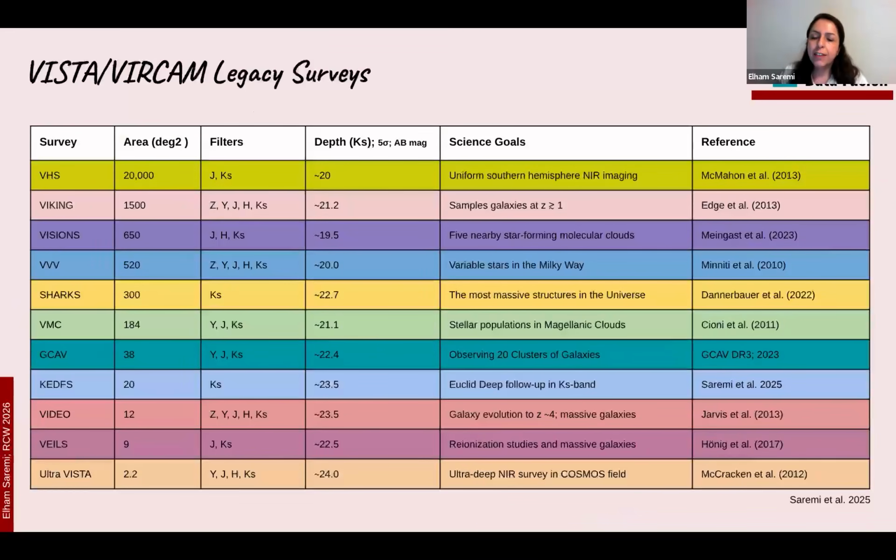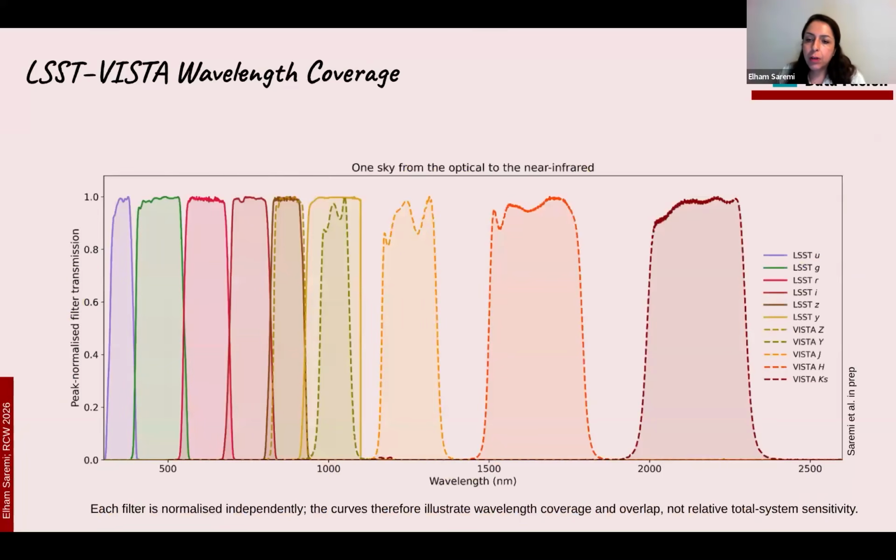Vista provides a rich legacy near-infrared dataset, including several surveys with different depths and science goals. Together, they offer broad coverage of the southern sky, from wide surveys to deeper fields. This plot shows how LSST and Vista complement each other across the spectrum.